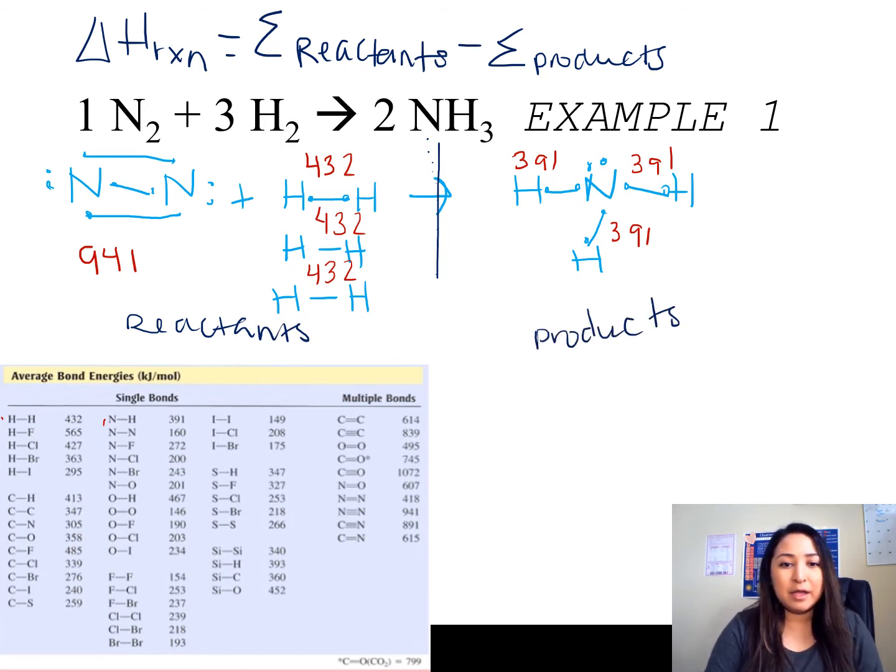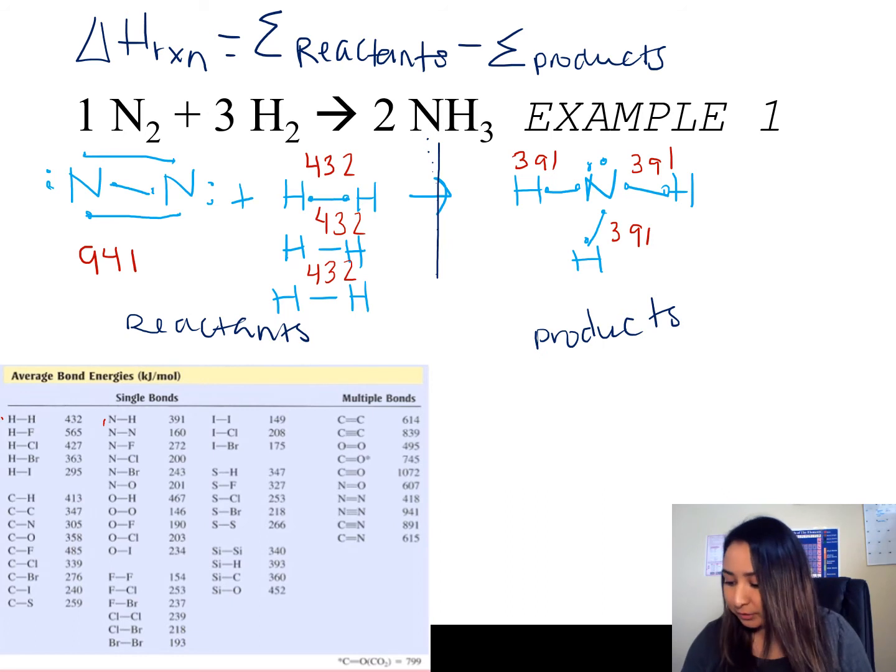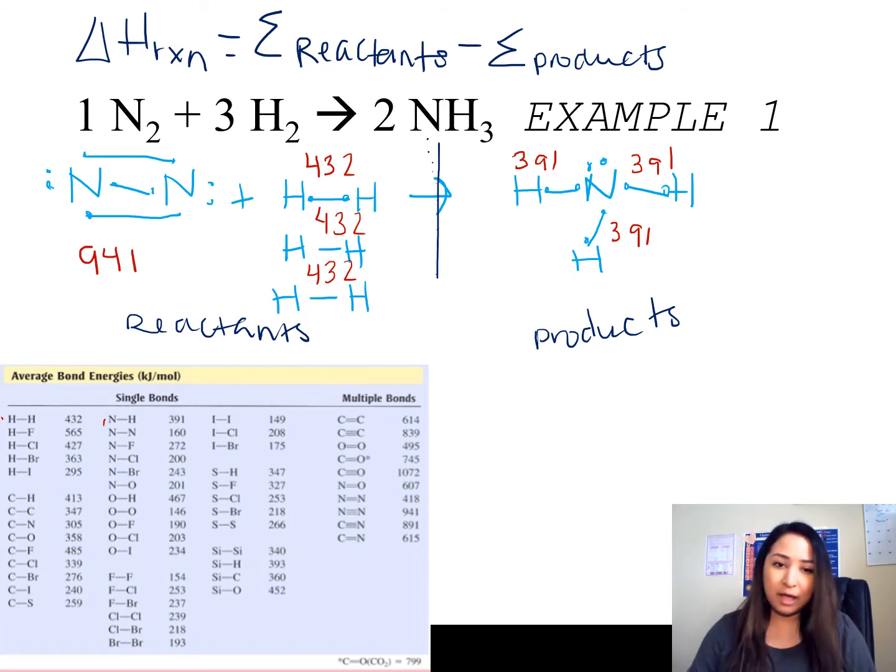So let's go ahead and add all the numbers that are on our reactant side. So 941 plus 432 plus 432 plus 432. Or you can do 432 times 3 and then add the 941. So we would get 2,237 kilojoules per mole.